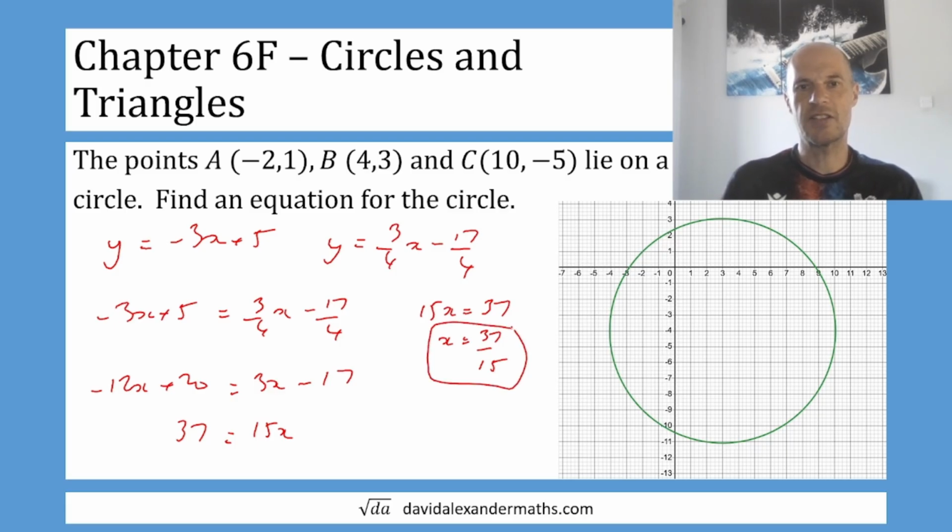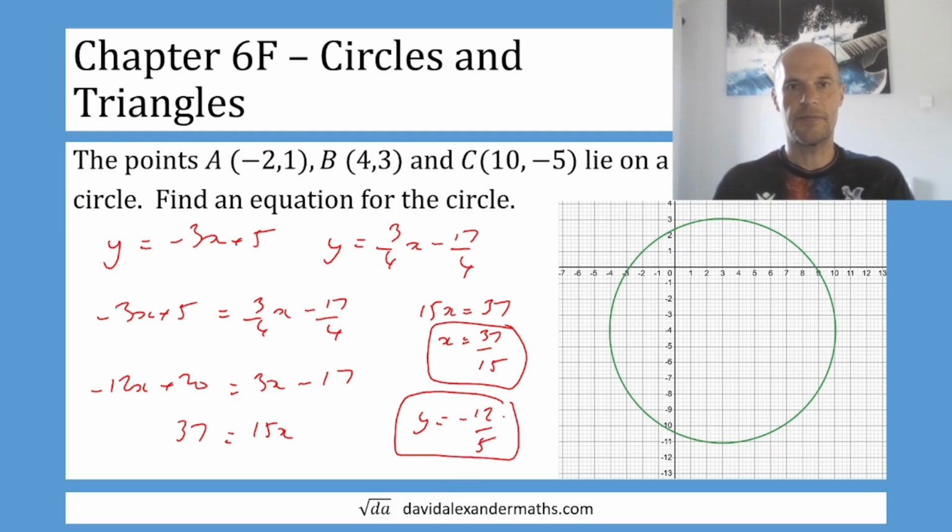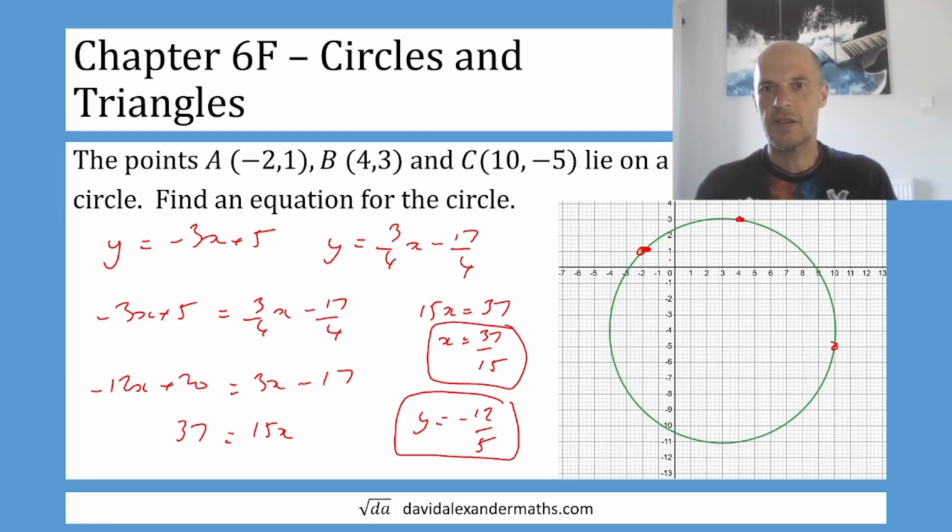And just substituting this into either of the two equations, I'll just use the easier one here. Then y equals negative 12 over 5. There we go. So we have our coordinates of the center of the circle. Again, let's just show this. So here is A, here is B, here is C, and we've just worked out the equations of the perpendicular bisectors.